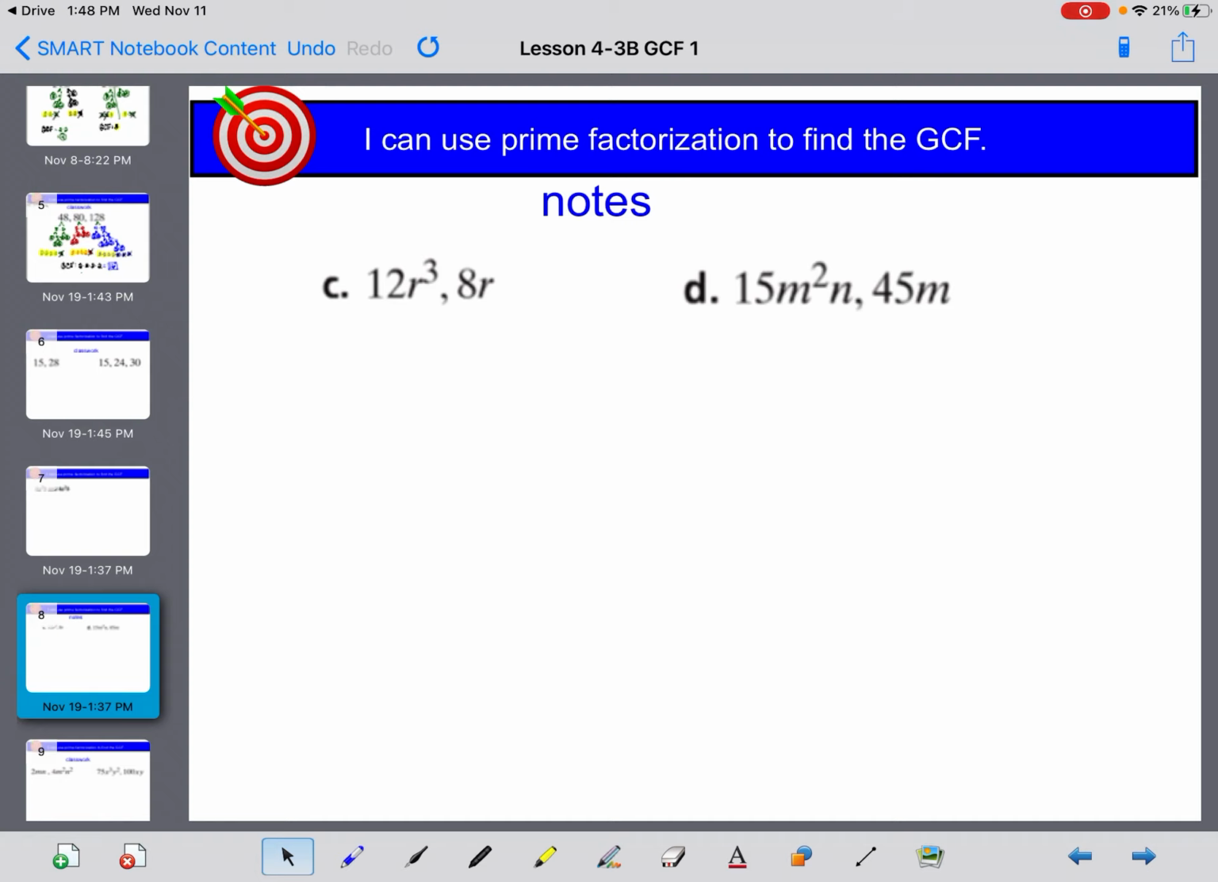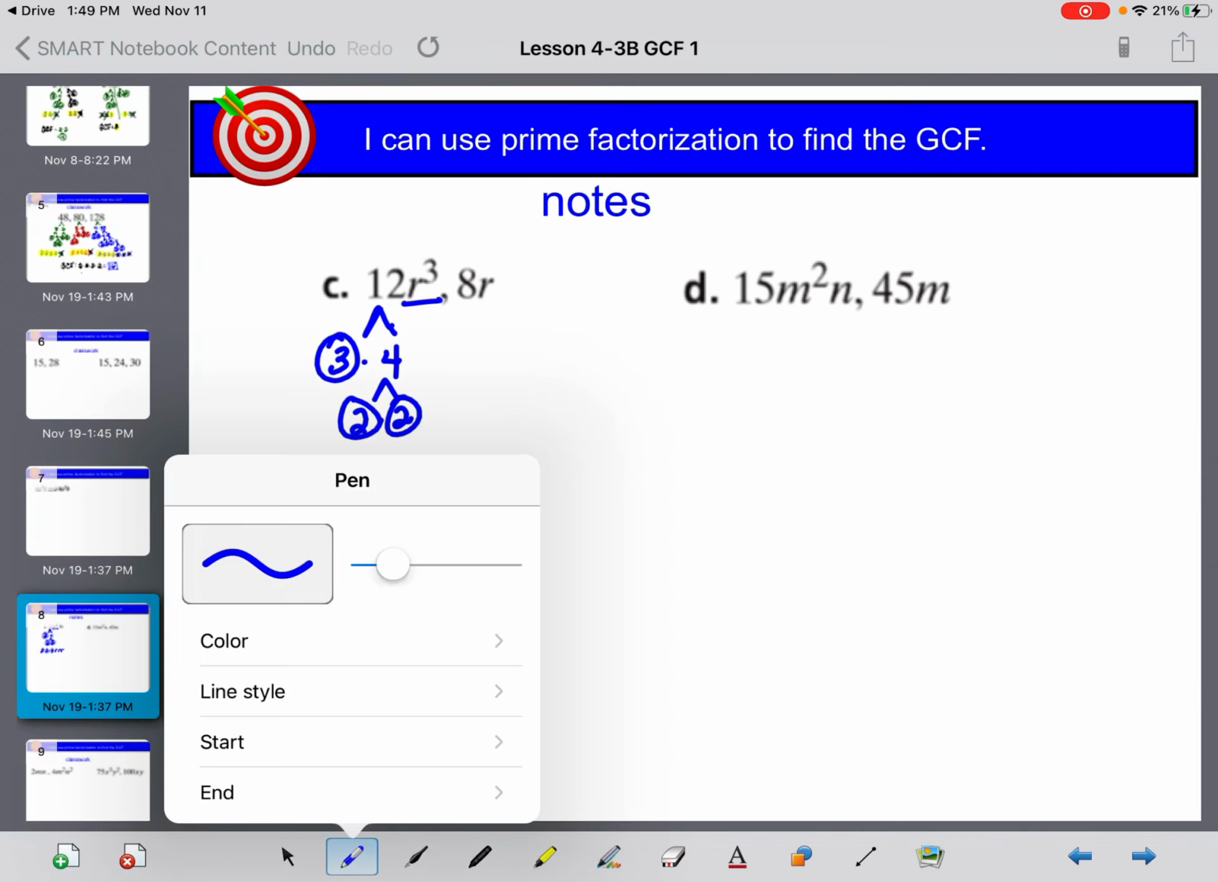Here we go. I'm going to do the first one with you, just to refresh our memory. Just like with regular numbers, but now with variables, we use a factor tree. 3 times 4, 2 times 2, and then again, list your variable. So 2 times 2 times 3, and then your exponents in expanded form: R times R times R.